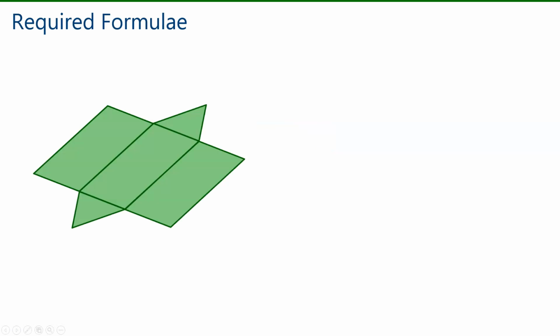To calculate the surface area of a triangular prism, we first need to determine the formulae that are needed. So as seen here with the net of this triangular prism, we have 3 rectangles and 2 triangles.